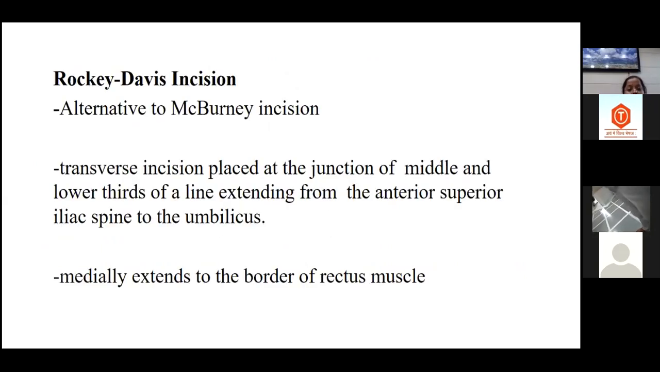Rockey-Davis incision is an alternative to McBurney's incision. It is a transverse incision placed at the junction of the middle and lower third of a line extending from the anterior superior iliac spine to the umbilicus. Medially, it extends to the lower border of the rectus muscle.